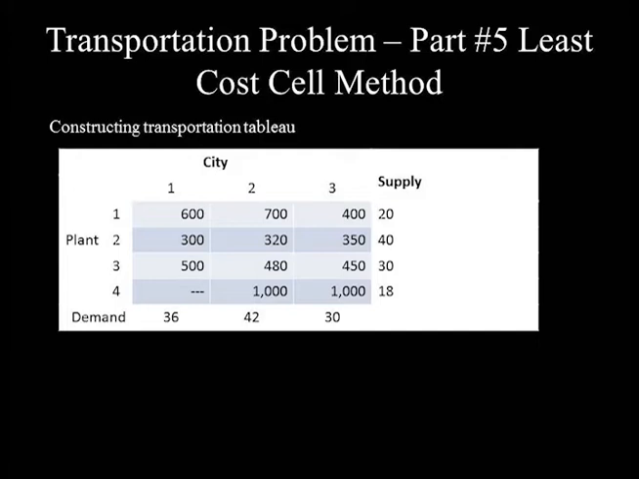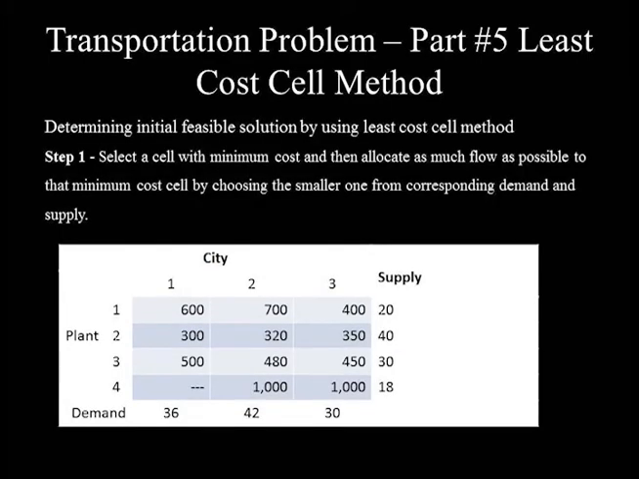We have some steps to be followed for setting the initial feasible solution by using the least cost cell method. So let's set the feasible solution by following the steps. The first step: select a cell with minimum cost and then allocate as much flow as possible to that minimum cost cell by choosing the smaller one from the corresponding demand and supply. Among the given unit costs, the least cost is 300 birr. Supply corresponding to this cell is 40 and demand corresponding to it is 36. 36, that is the smaller one from the two, has to be allocated to the selected least cost cell.